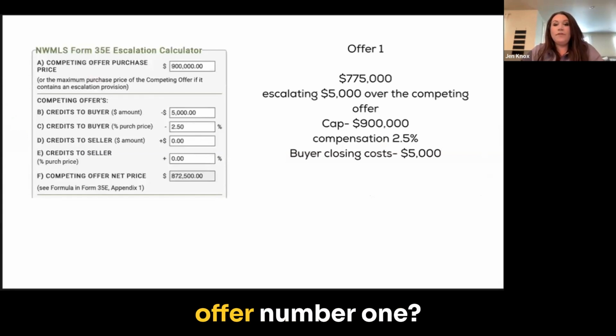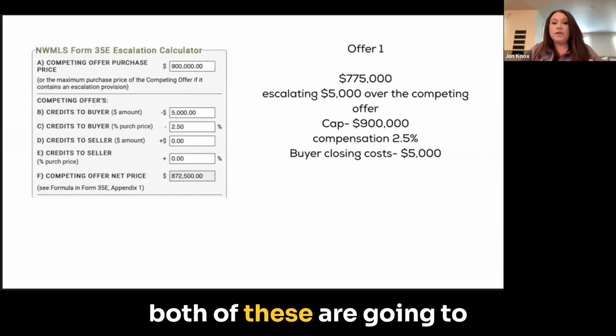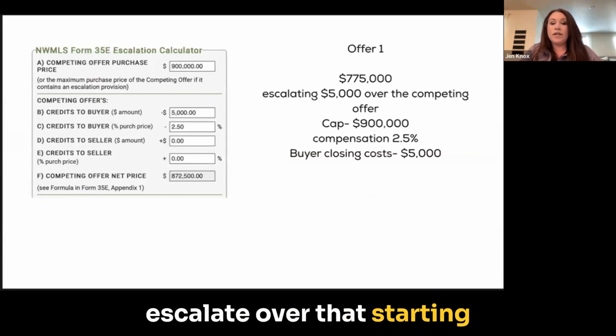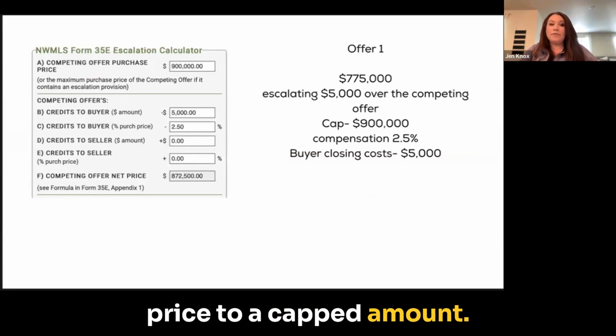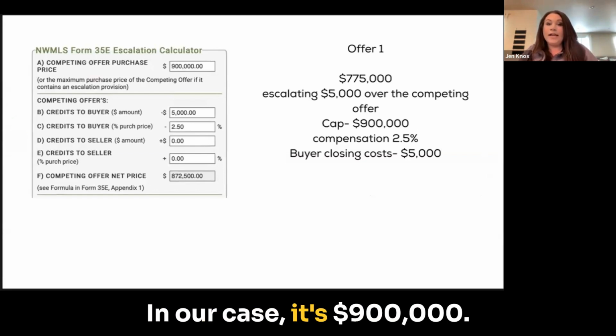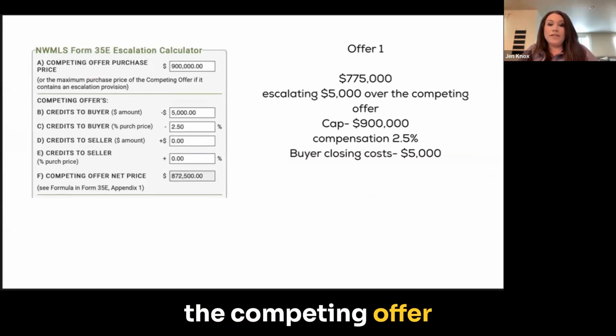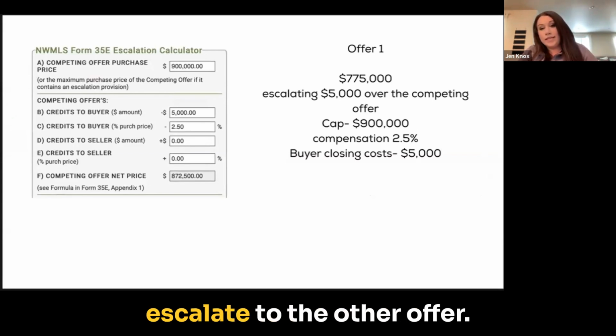So how do we fill out offer number one? Our starting price doesn't really matter because both of these are going to escalate over that starting price to a capped amount. The first thing that this calculator wants to know is what the top dollar is going to be for offer number one. In our case, it's 900. So 900 goes in section A, where it says the maximum price of the competing offer, which is the offer using to escalate the other offer.